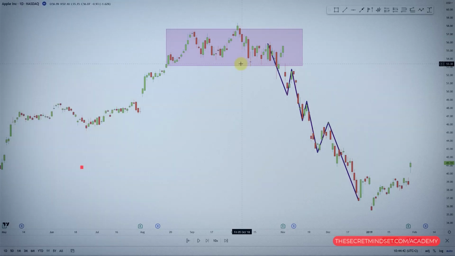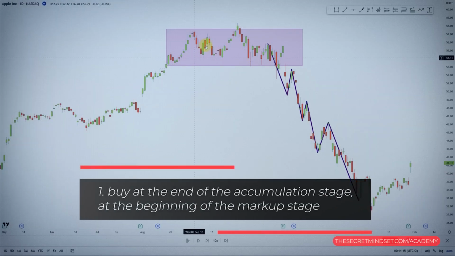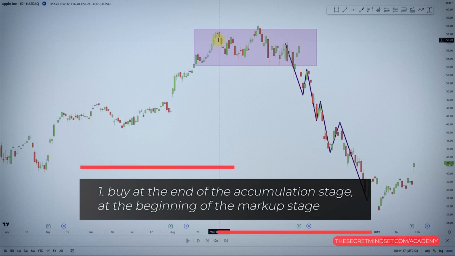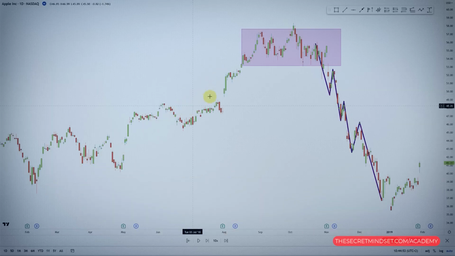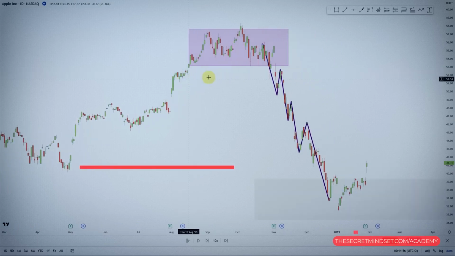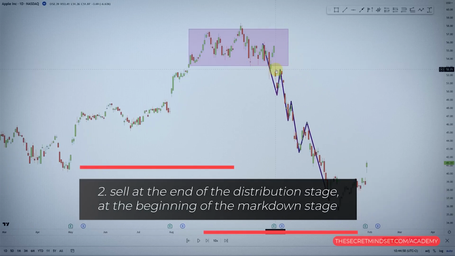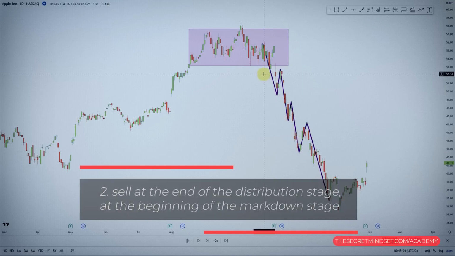For instance, if you pinpoint the end of the accumulation stage, you'll enter at the beginning of the markup stage, an opportunity to profit from prices moving to the upside. Likewise, you want to enter at the end of the distribution phase and at the beginning of the markdown, thus preparing to profit from a solid price move to the downside.